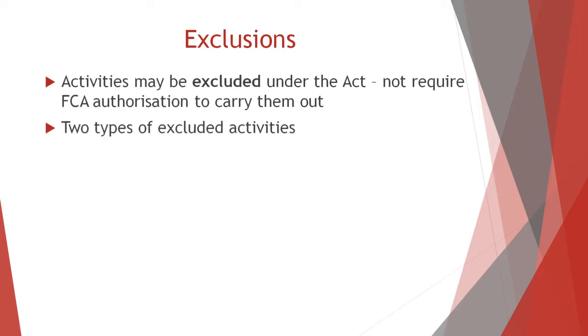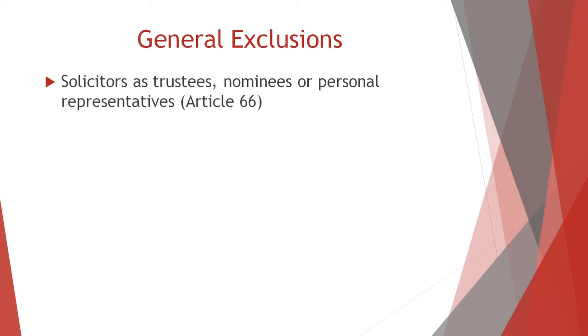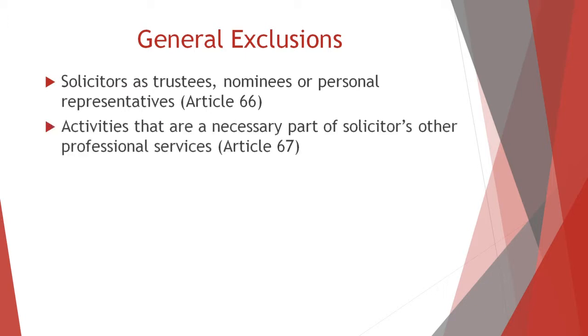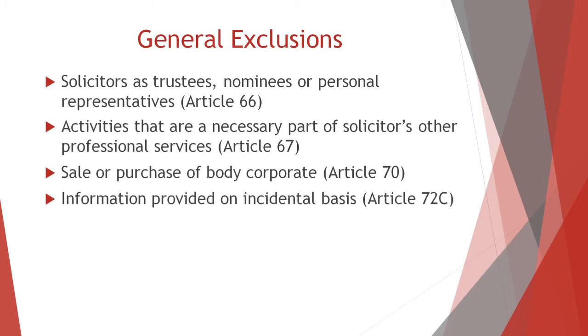There are two types of excluded activities. The first type is a general application and applies notwithstanding the particular investment which is subject to the activity. It includes solicitors as trustees, nominees or personal representatives, Article 66; activities that are a necessary part of solicitors' other professional services, Article 67; sale or purchase of body corporate, Article 70; information provided on an incidental basis, Article 72C.